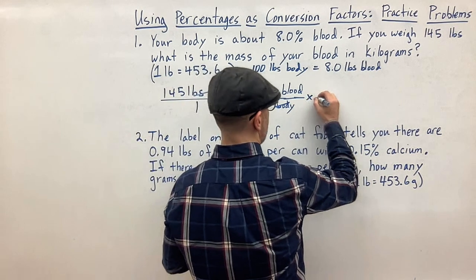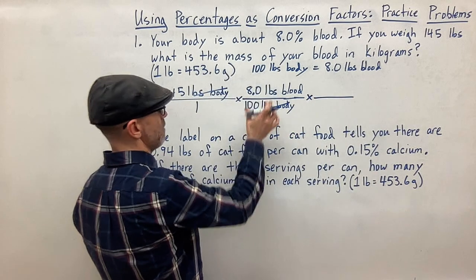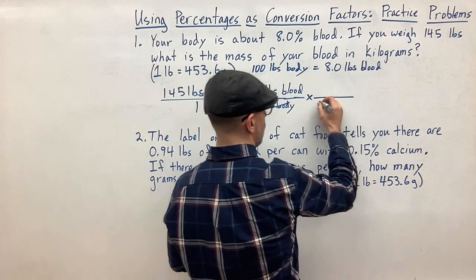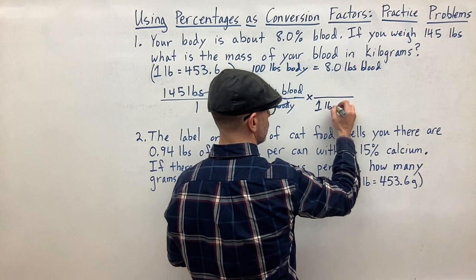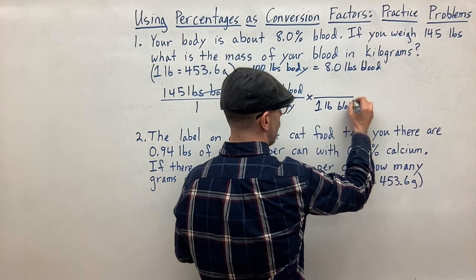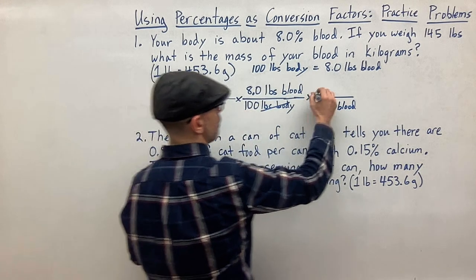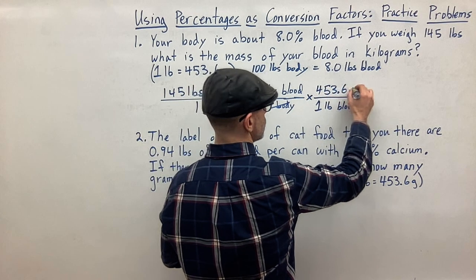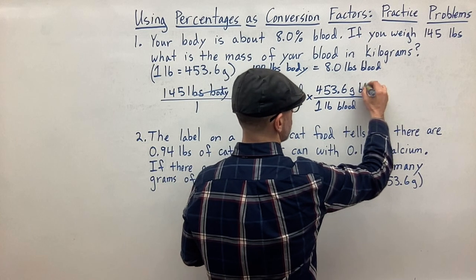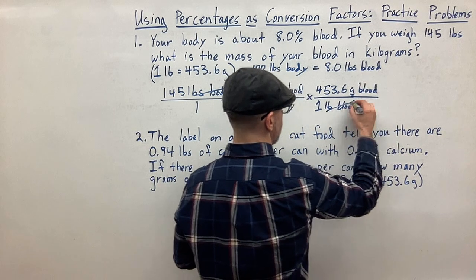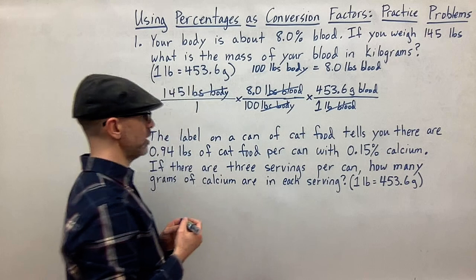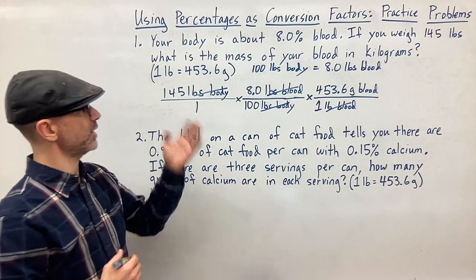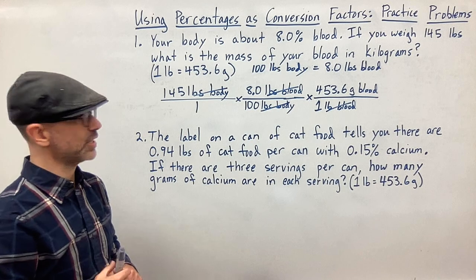So we're going to set up our conversion. We have pounds of blood on top, so we're going to use 1 pound of blood on the bottom. And we're going to have 453.6 grams of blood on top. So the pounds of blood cancel out. Now I have grams of blood. I have one more step. I need to convert grams to kilograms.